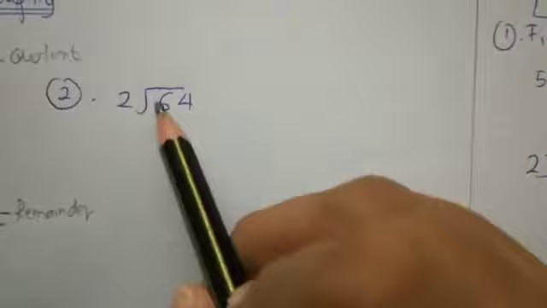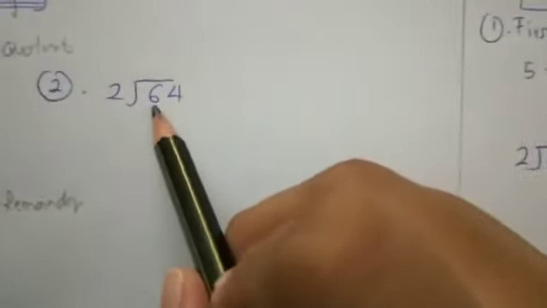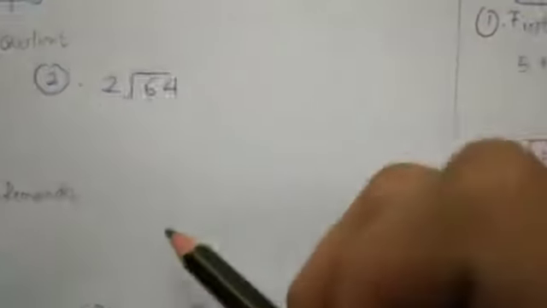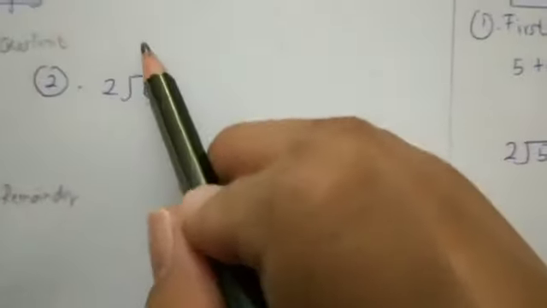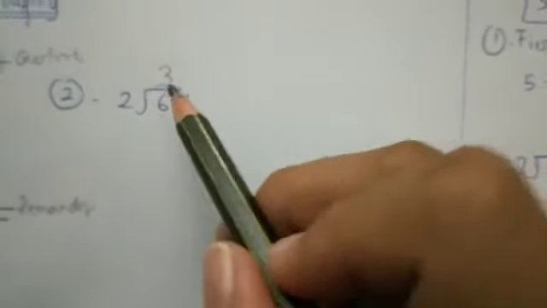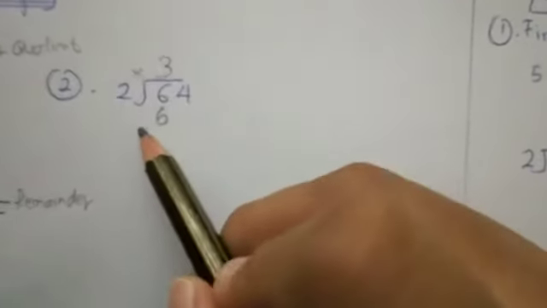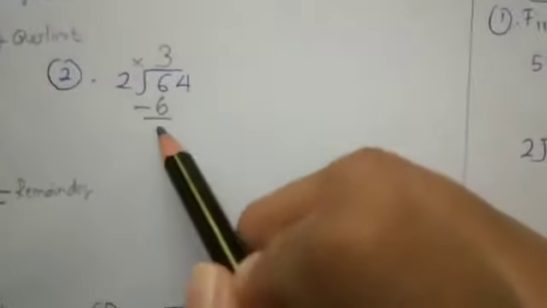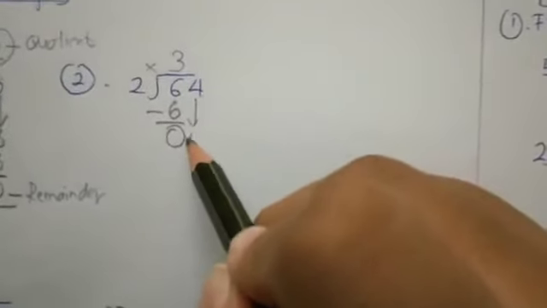You need to divide 64 by 2. So you need to start with tens, not ones. Start with tens. So 6 divided by 2, the answer is 3. Where do you put 3? On top of this 6. And then you multiply back. 3 multiplied by 2, the answer is 6. And then you subtract these two numbers. 6 minus 6, the answer is 0. You put 0 here. Then you bring down this 4.